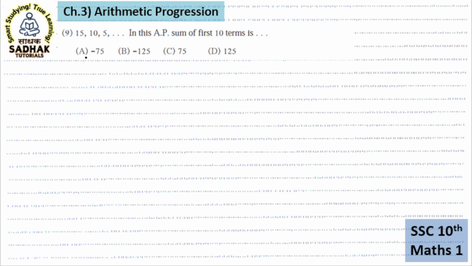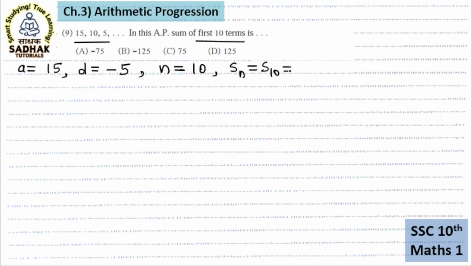So let us go to the ninth one. 15, 10, 5. So this is an AP, and in this AP we have to find out the sum of first 10 terms. Okay, so here as we can see, this is an AP where a is equal to 15 and d, what will d be? 10 minus 15 or 5 minus 10, so that will be minus 5. Okay, and we have to find the sum of first 10 numbers, so n is equal to 10, that is the sum of 10 numbers we have to find out.